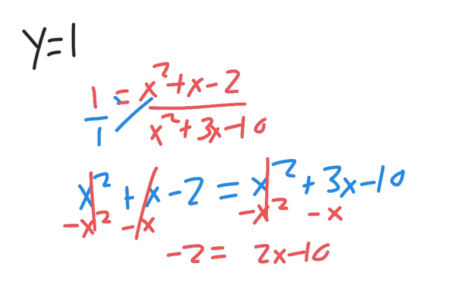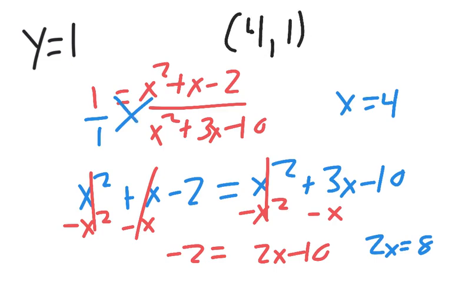And hopefully you can solve from there. Add 10 to both sides. So 2x equals 8. So I got x equals 4. And so the point 4, 1 exists. So that means it crosses there. So it does cross the horizontal asymptote. And it's at this point, 4, 1. Questions there about how I did that algebraically?